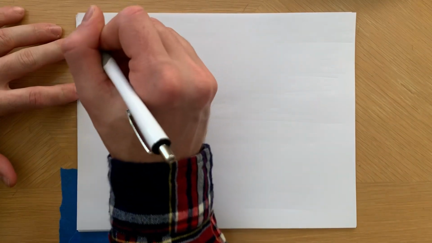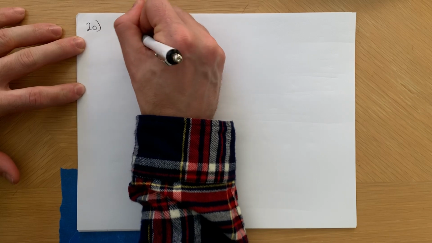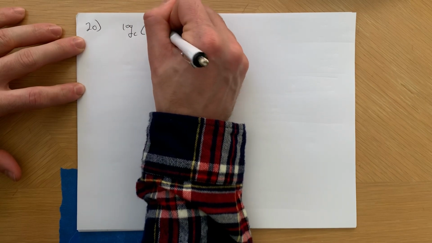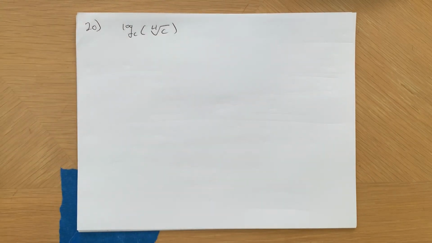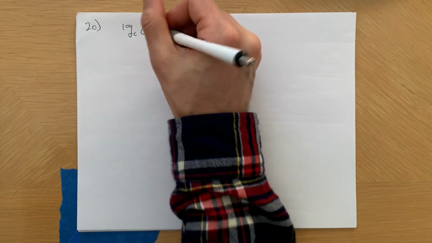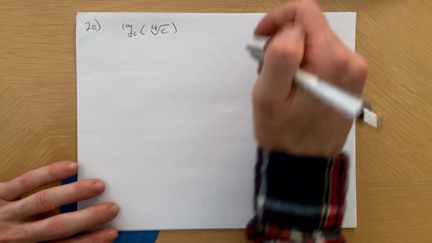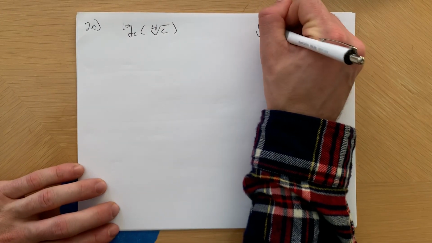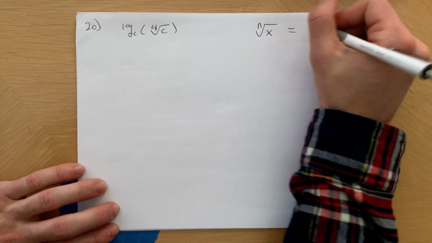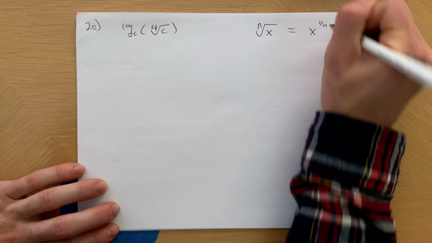Okay, so our last problem, problem number 20. We have log base c of the 4th root of c. And whenever we're simplifying these types of log problems with these root signs on the inside with a number right here, we want to use this rule that if we have the nth root of any number x, we can rewrite that as x to the 1 over n power.